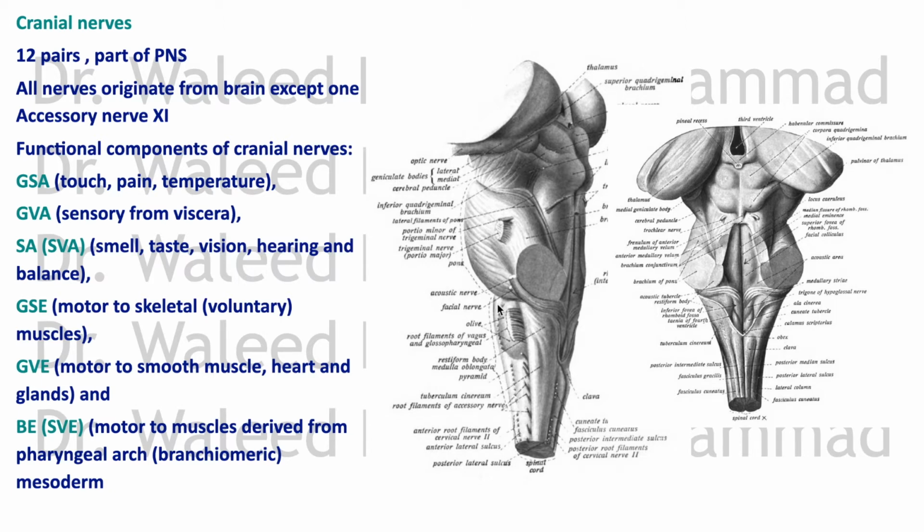Now, the pyramid is the corticospinal tract descending, and after crossing, forming the pyramidal tract, going to the rest of the body. Okay? Between the pyramid and the olive is the anterolateral sulcus, as you can see here. And posterior to the olive, between the olive and the inferior cerebellar peduncle, there is the posterolateral sulcus.